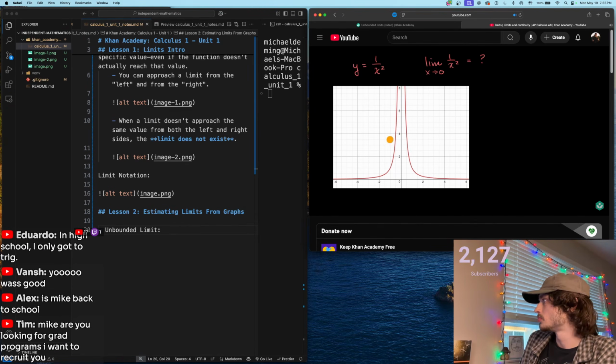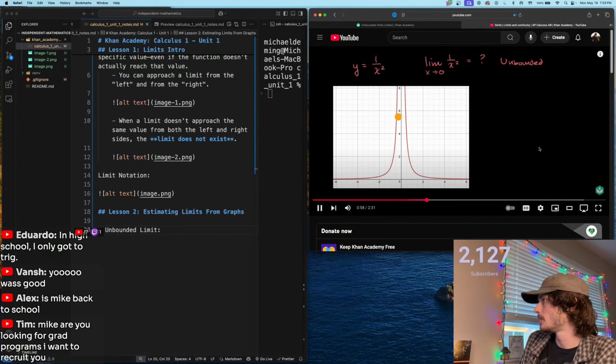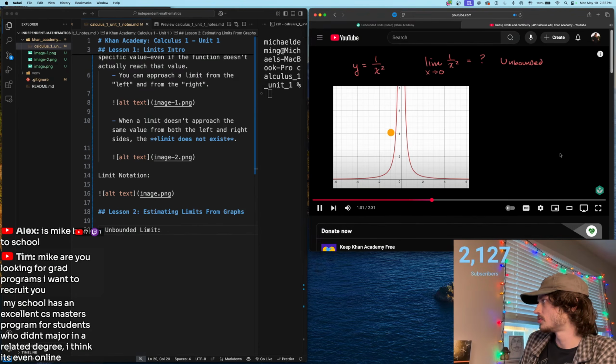So a terminology that folks will sometimes use where they're both going in the same direction, but it's unbounded, is they'll say this limit is unbounded. In some contexts, you might hear teachers say that this limit does not exist, and it definitely does not exist if you're thinking about approaching a finite value. In future videos, an unbounded limit occurs when the value of a function increases or decreases without bound, grows infinitely large or small as the input approaches a certain value.